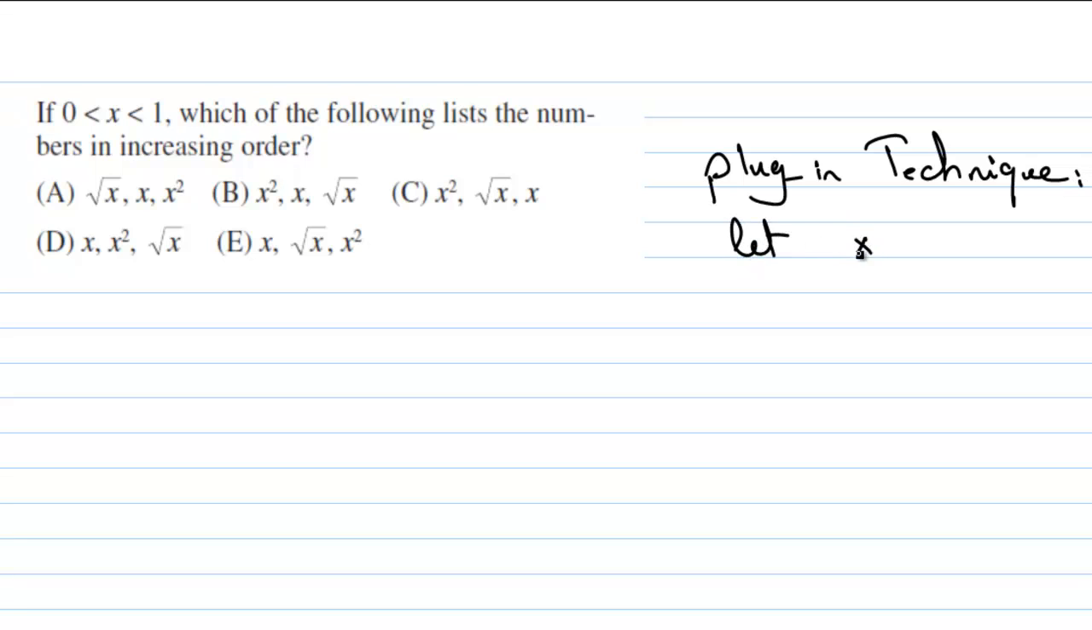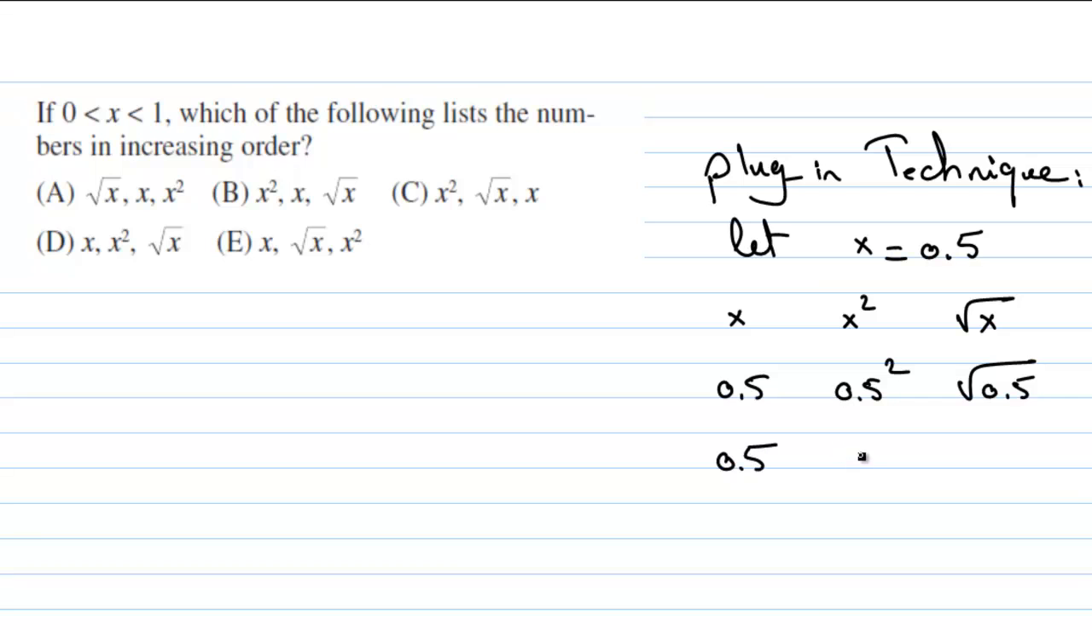Let x be any value between 0 and 1. Anything. I'm going to choose 0.5. Now, we have x squared and radical x. A good idea is to write x, x squared, in any order, it doesn't matter, and substitute. So we have 0.5, 0.5 to the power 2, and radical 0.5. Simplify it further. This is going to be 0.5. This is going to be 0.25. You can work it out on the calculator. And this one, on the calculator, is 0.707.